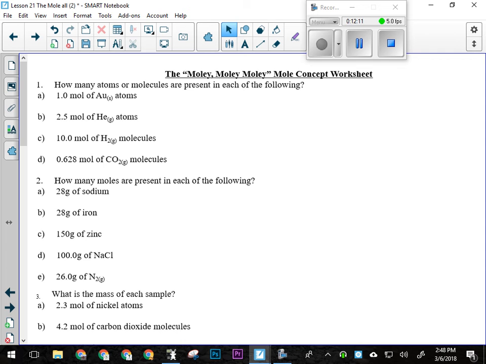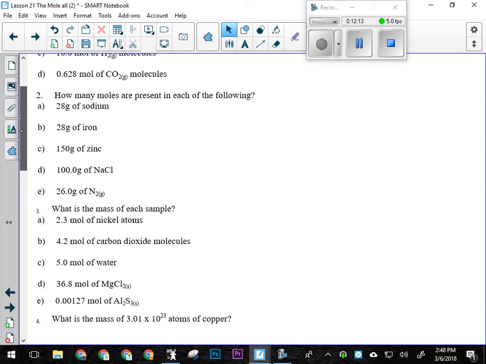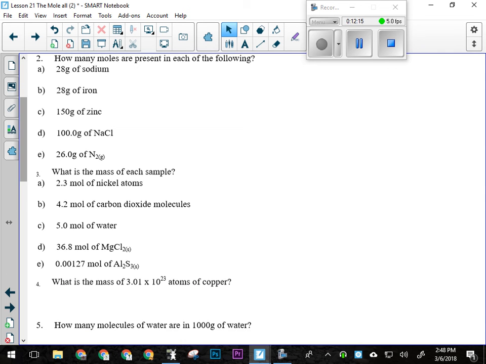All right, we were working on this yesterday. Okay, so I want you to continue working on that. I think most people got to question number 2. Remember, this is also in the digital workbook.